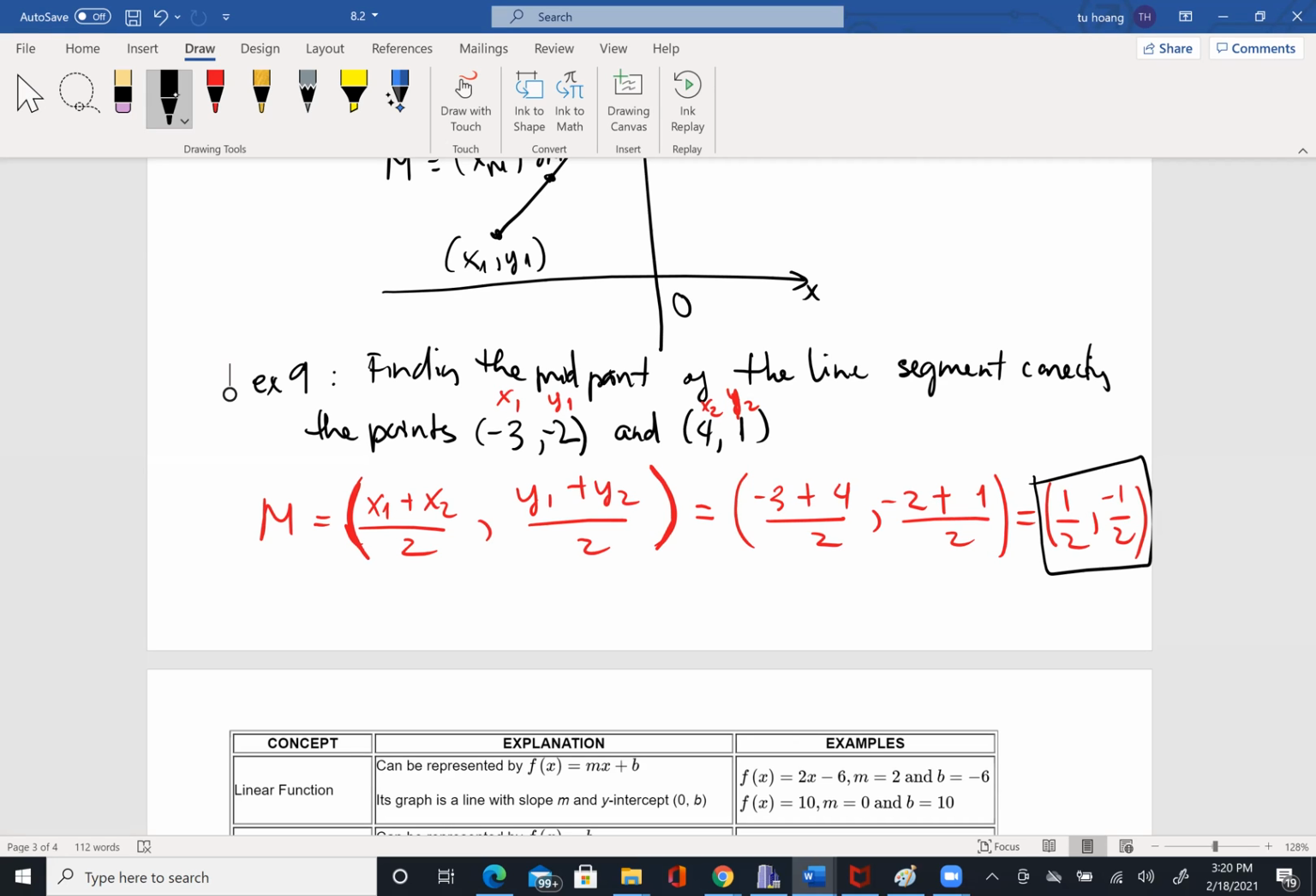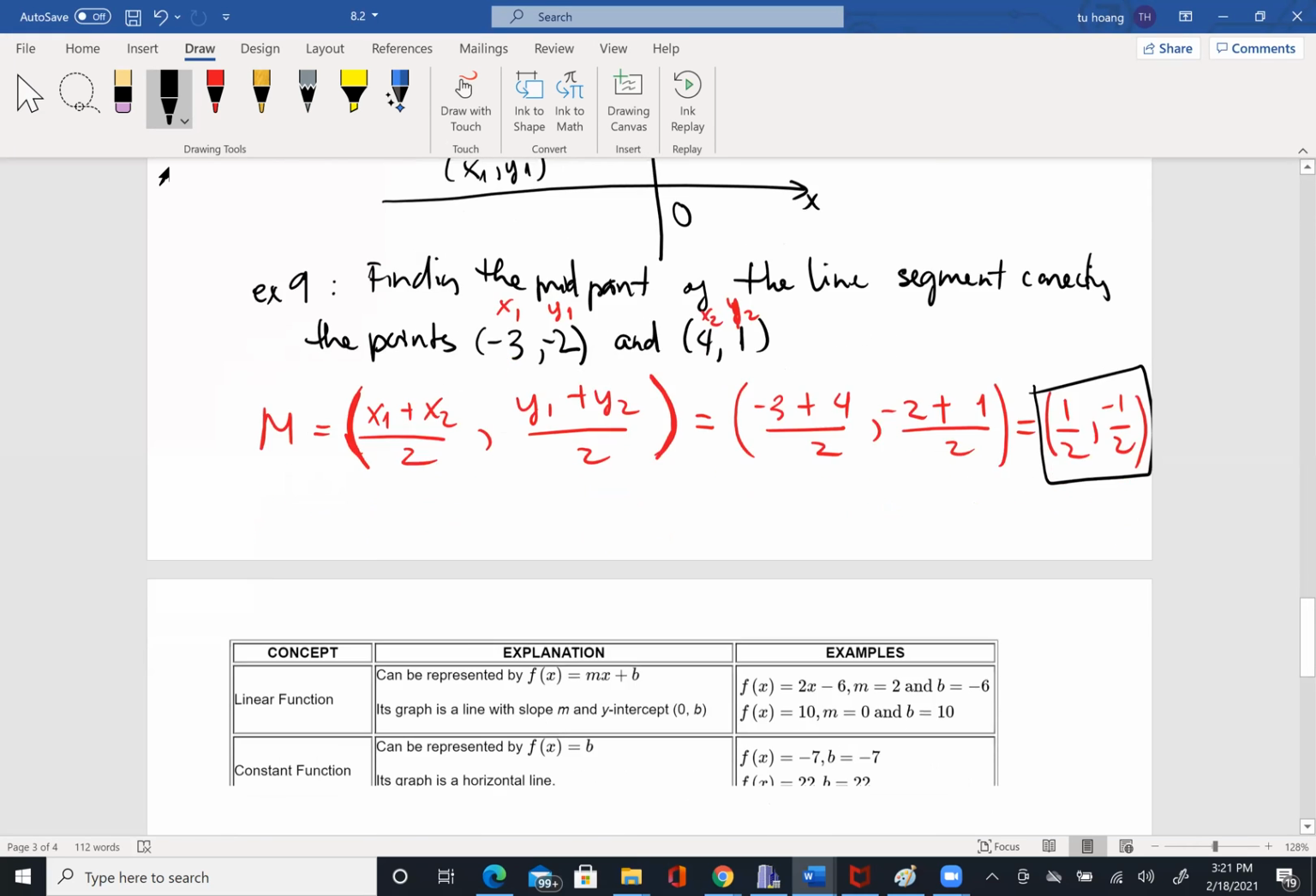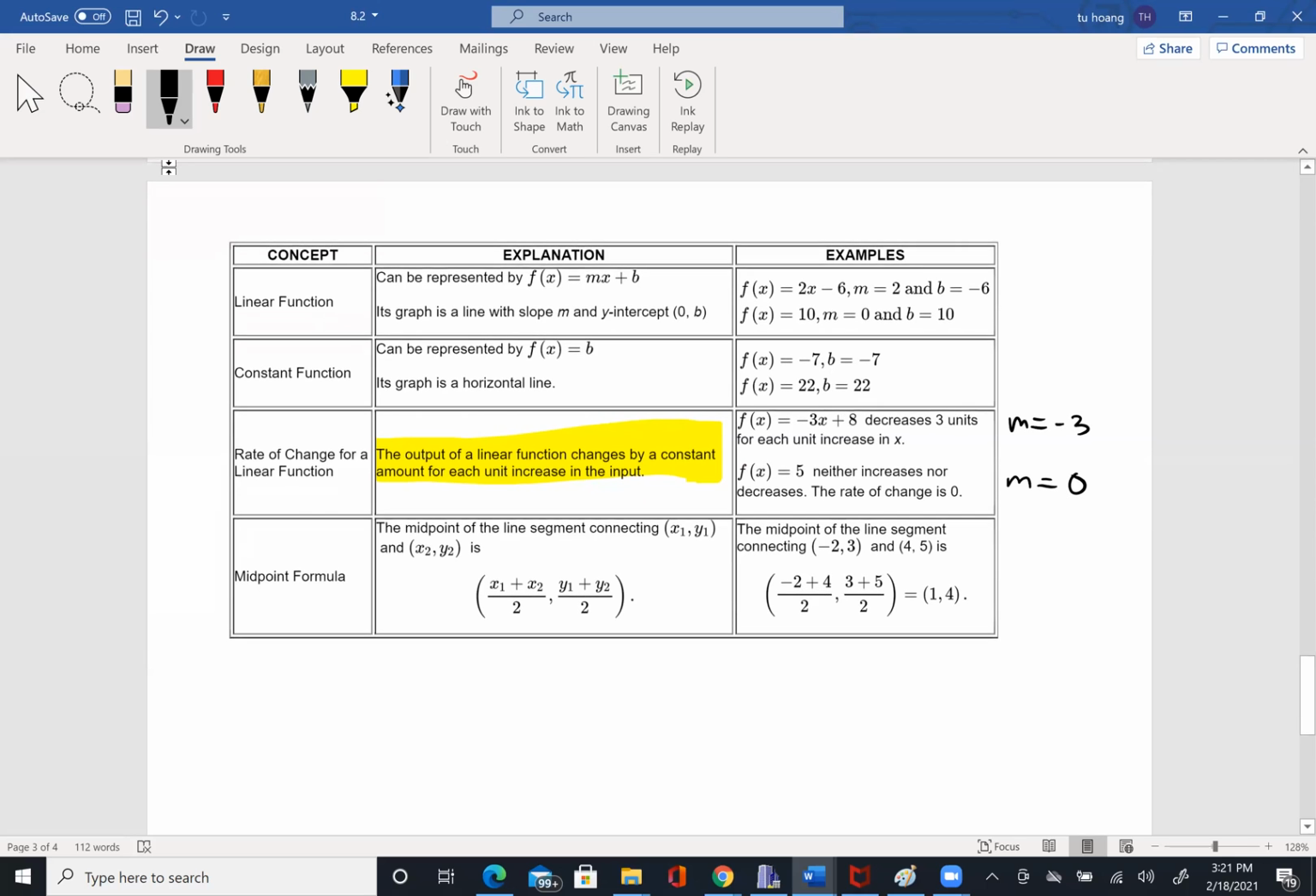So that is a way to find the midpoint, and I have summarized things over here for you to follow. There are 4 concepts over here. First is linear function, constant function, rate of change for a linear function, and midpoint. See that?